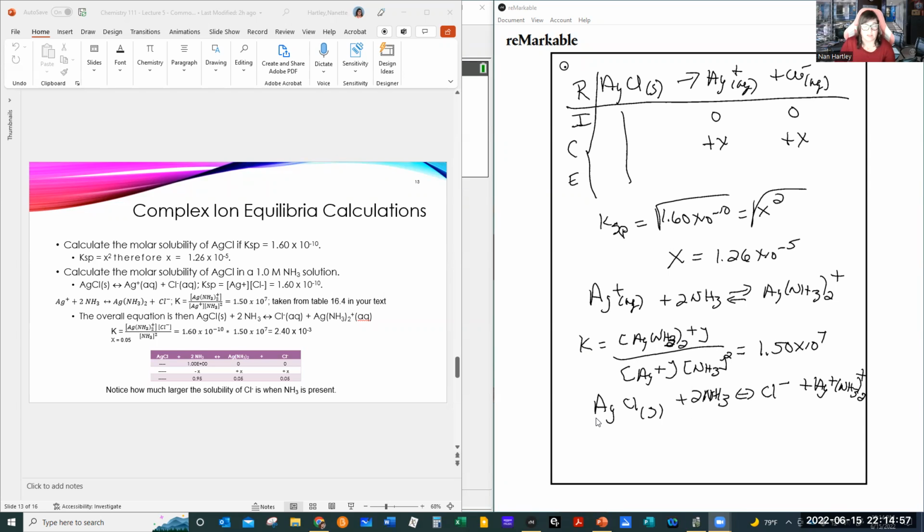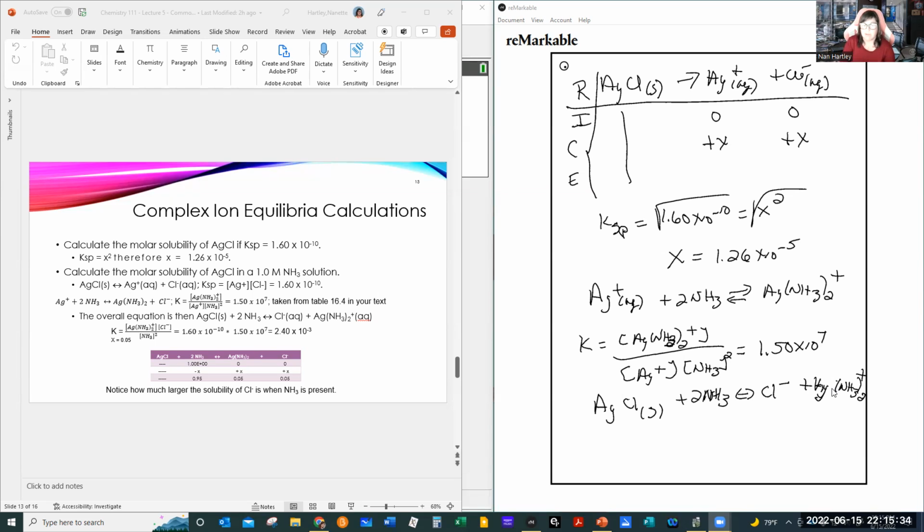My overall process is AgCl plus 2NH3 going to Cl minus plus Ag(NH3)2+. I wrote something there that shouldn't be there; it's the Ag(NH3)2+, okay? So that's what that looks like. That's my overall process. Now, since I have a K for both of those things, I have a Ksp for the AgCl going to Ag+ and Cl minus, and then I have a K for the Ag+ plus the NH3 going to Ag(NH3)2+.